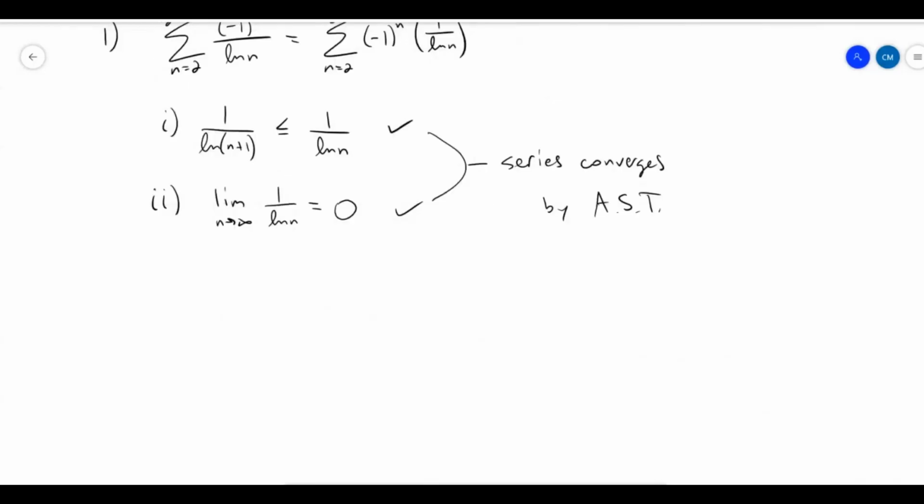This next part, the alternating series estimation theorem, is another way to estimate the sum of a series. You can see the alternating series estimation theorem says S is equal to this. What they're saying there is, let S be the sum of this series, whatever it happens to be, and it satisfies both parts of the alternating series test, meaning that it's going to converge.